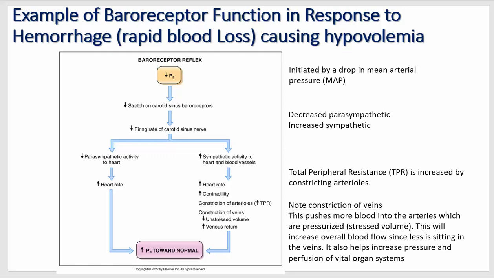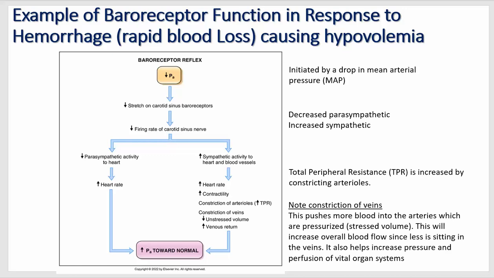Okay, so example of baroreceptor function in response to hemorrhage. Hemorrhage is a rapid blood loss. It could be from trauma, it could be from anything, but you have internal bleeding, anything like that. But you have rapid blood loss, and so you're going to have hypovolemia, so you have less blood, and you have less hemoglobin overall too, because you have less blood in general. But your reduction in blood volume is from that blood loss.